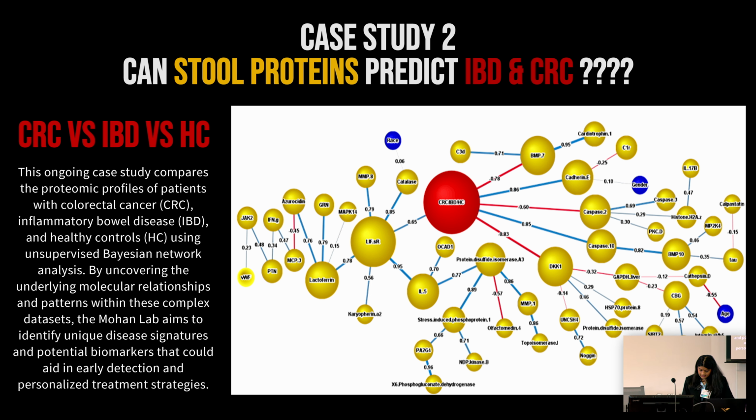The second case study is about IBD and CRC. IBD is inflammatory bowel disease, and CRC is colorectal cancer. This is a comparison between three groups of samples: we have healthy controls, we have IBD, and we have CRC. All the proteins are in yellow color, and the nodes in blue are the demographic data: age, gender, and race.